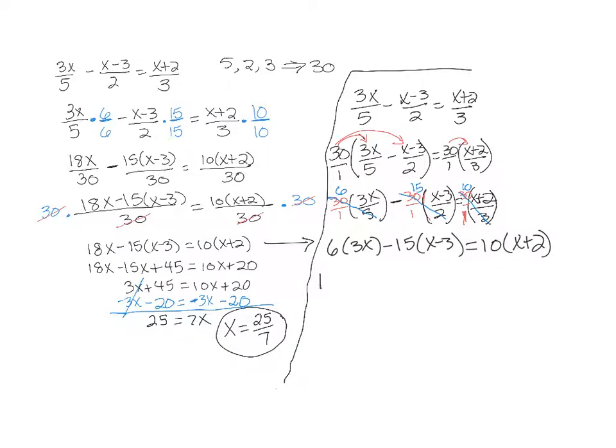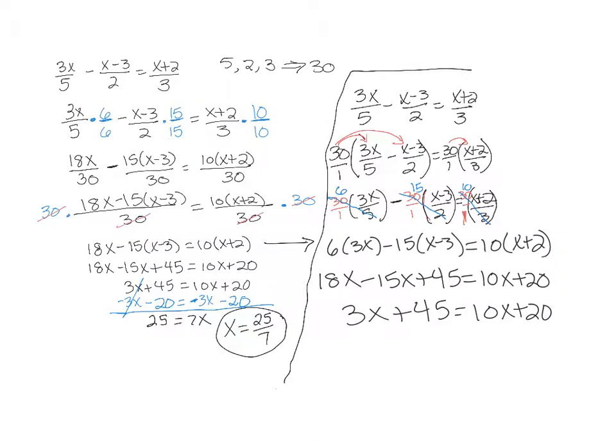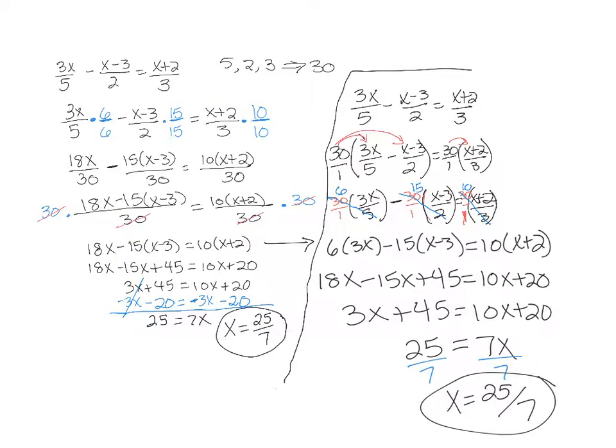So just simplifying, minus 15x's plus 45, and we get the same thing we had before. Let me just make sure I get the same answer. 3x plus 45 on the left, 10x plus 20 on the right. Get my x's together by subtracting 3 from both sides. Get my numbers together by subtracting 20 and divide by 7, right? And that gives me x equals 25 divided by 7. Booyah.